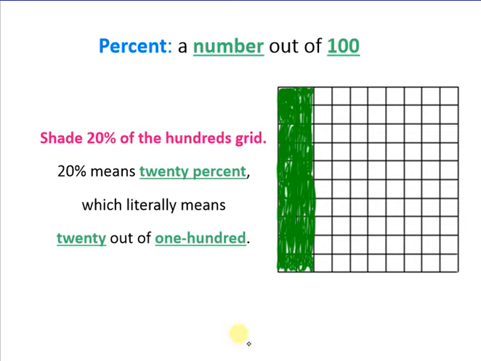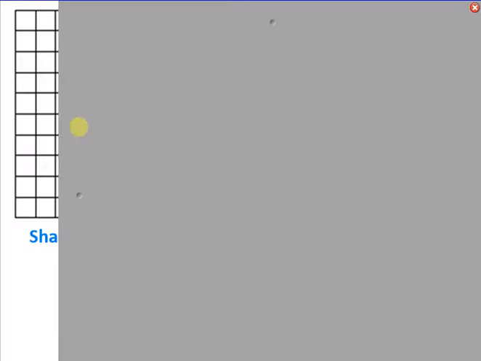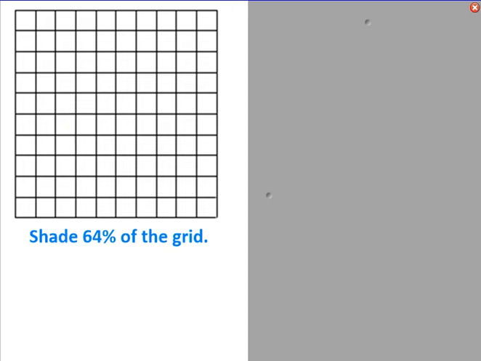All right, so I just shaded 20% of the hundreds grid. Now it is 20% shaded, okay? Now shade 64% of this hundreds grid right here.